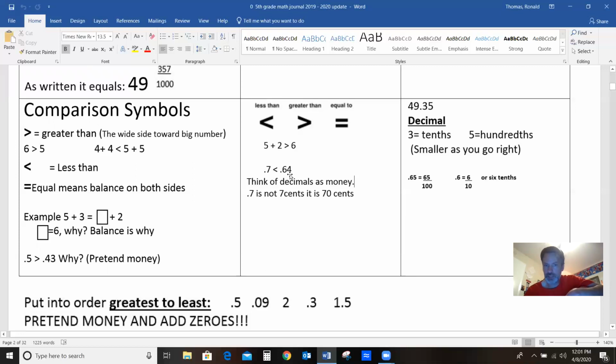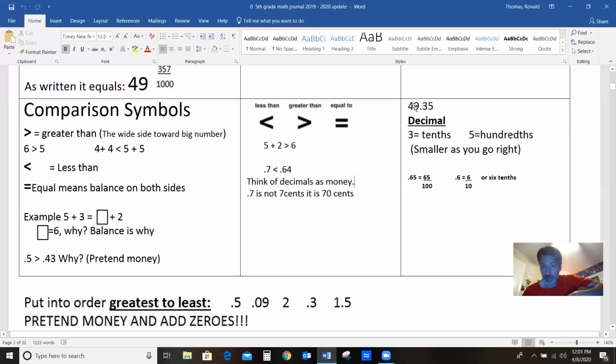Decimal 7 is less than decimal 64? Is it? Is that true? Think of decimals as money. Decimal 7 is not 7 cents, it's 70 cents. So 70 cents is less than 64 cents? Is it? No. This should actually be greater on this side. I'm trying to trick you to see if you're paying attention.